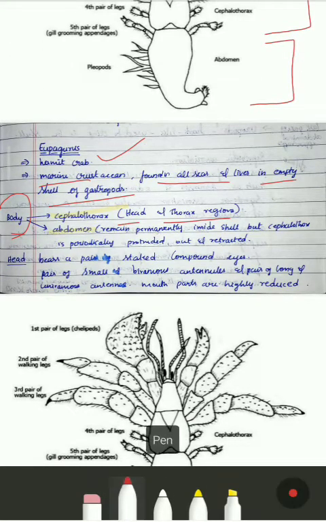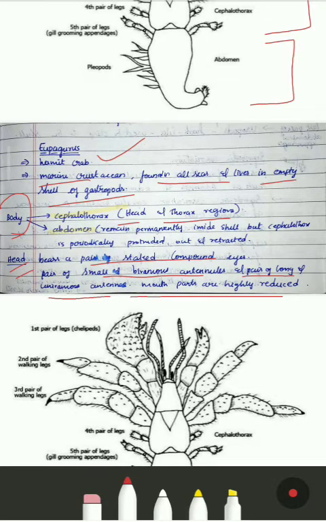The first one is the head region. It is highly reduced. You cannot clearly distinguish between each and every part, but still it bears a pair of stalked compound eyes, a pair of small and biramous antennae, and a pair of long and uniramous antennae. Mouth parts are highly reduced.